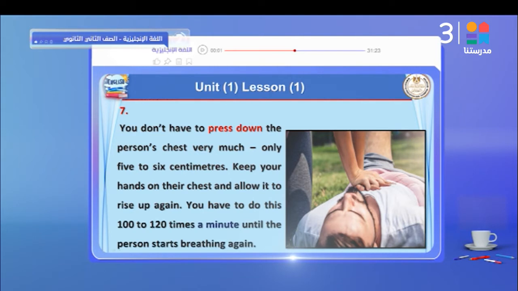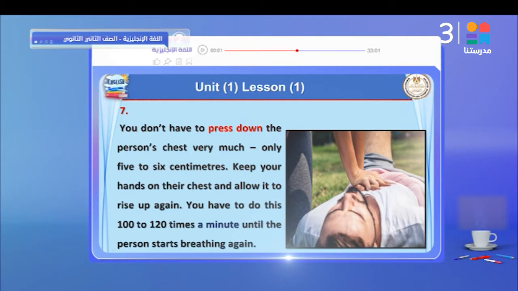Keep your hands on their chest. Keep it on their chest. It means put the hand and stay there. Okay? Or let your hand be there for some time. Keep your hands on their chest and allow it to rise up again. So you go down and then allow your hand to rise up. Go down and rise up and so on. You have to do this 100 to 120 times. You have to do it 120 times or 100 times. So have to do it, it means it's necessary.